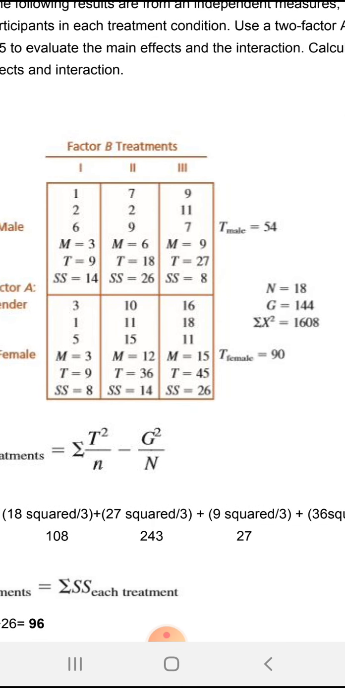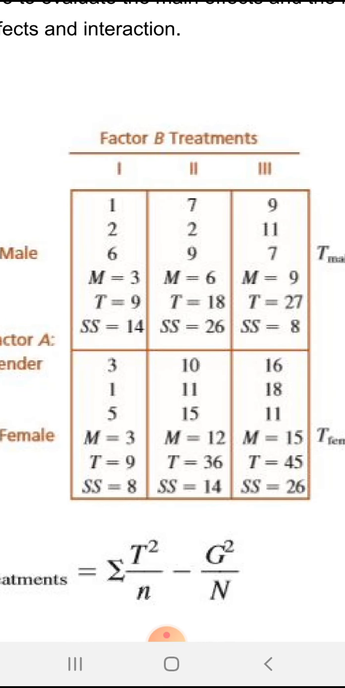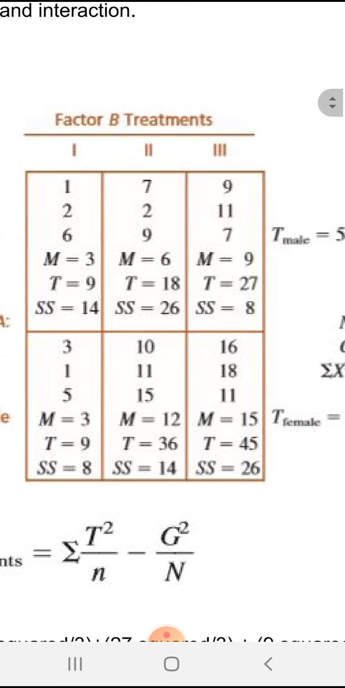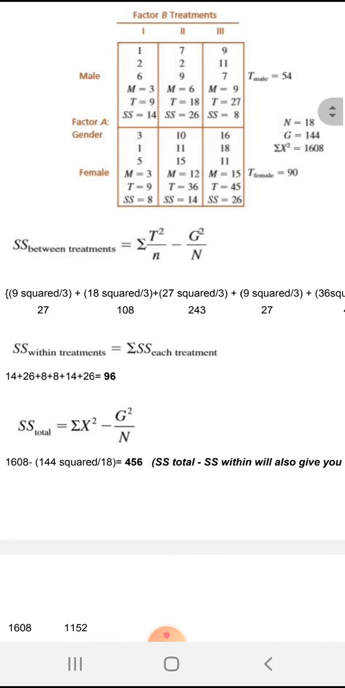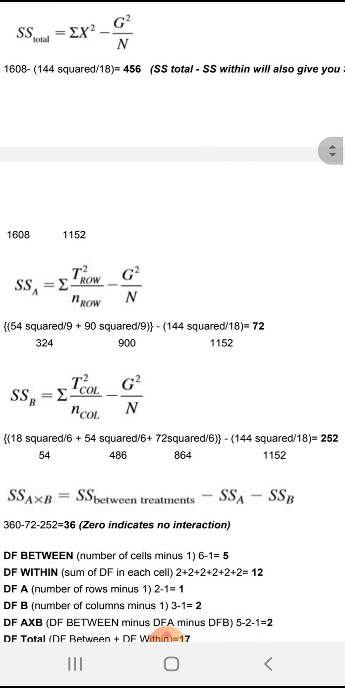Those T values are given to you, because as I explained earlier, it's just the sum of all the T values. The sum of the T values in this row is 54, and in this row is 90. The n of each row is 9 participants, since 3 plus 3 plus 3 is 9. So you're just going to do 54 squared divided by 9 plus 90 squared divided by 9, minus G squared divided by N, which is 144 squared divided by 18, and that will give you 72.